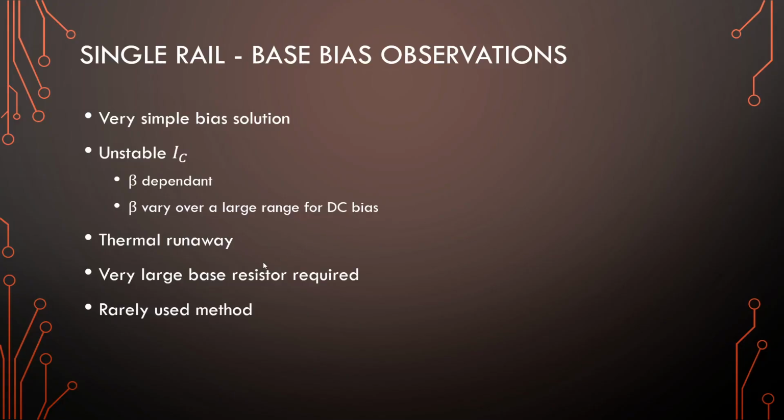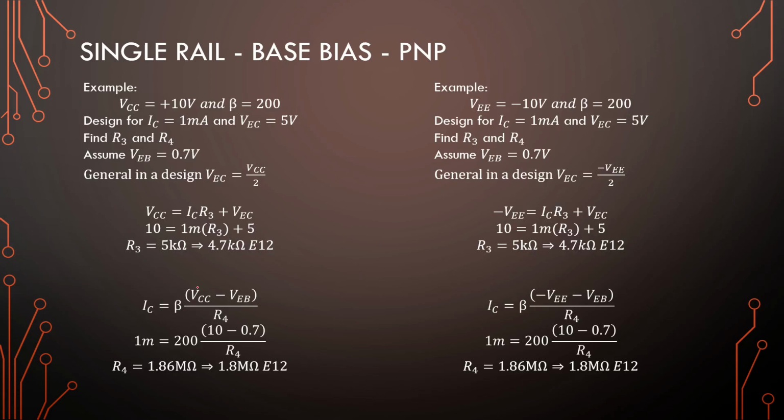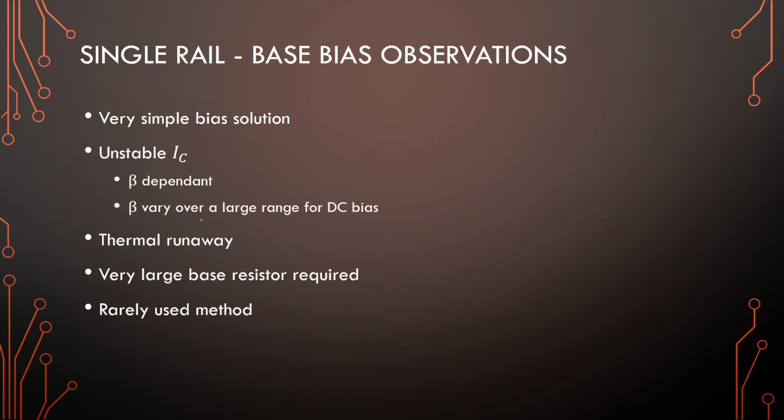Right, this brings us to the observations on the base bias. The base bias is a very simple solution. It's just one resistor you slap in and the transistor should be on. But the problem is your collector current will be unstable, okay, because it's dependent on beta very much. Here we can see it. And our beta value might vary over a large range for the transistor that's being selected, or with temperature.